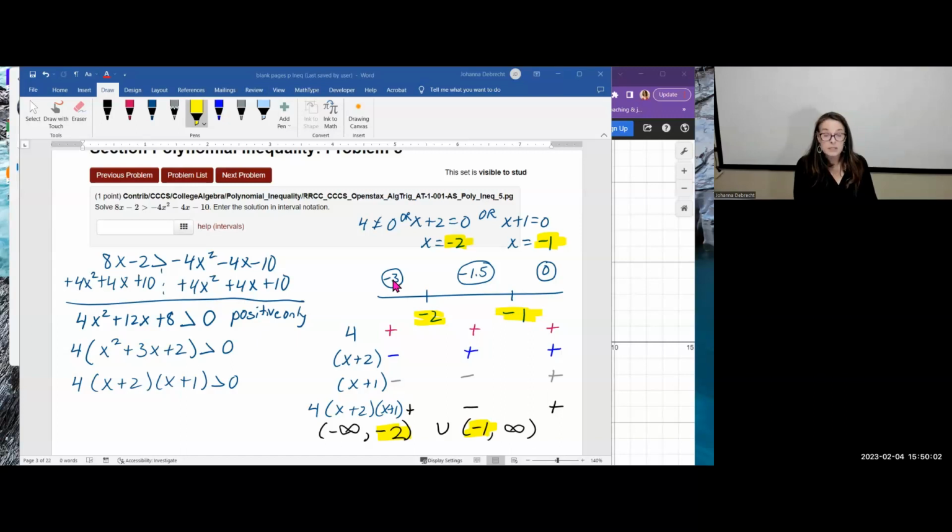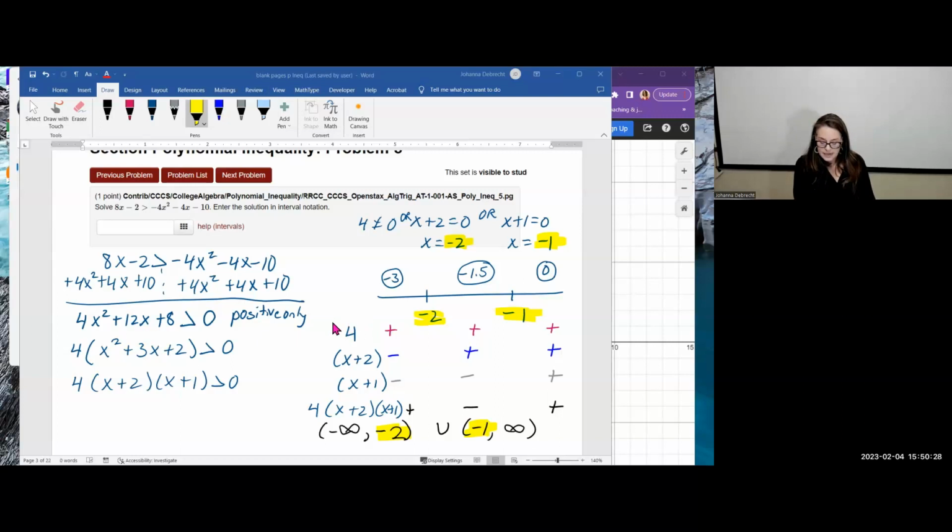Take a test point to the left of negative 2: negative 3, negative 4, negative 5, whatever works. And then something between negative 1 and negative 2. Now this one's a little tricky because there are no integer values there, so I took the easiest one I could, which was negative 1.5. Any number greater than 1 will work here: 0, 1, 2, 5, 10, whatever.